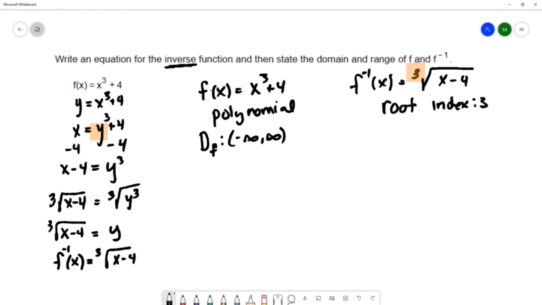And the reason why you want to pay attention to the index is because root functions with an even index have restrictions on the domain, but root functions with an odd index have no restrictions. So we have an index that is odd, so there will be no restrictions on the domain of this function. The domain of f inverse is also all real numbers, or negative infinity to infinity.